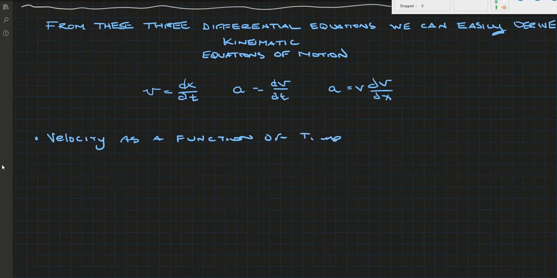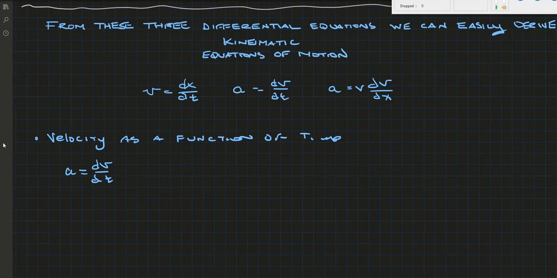Then which equation do you use? Well, you look over here and you see that it depends what you have as variables. If you have acceleration in your formula, you'll maybe want to use this equation, the second equation. So let's do that. Let's take acceleration equals dv/dt and solve it for v.